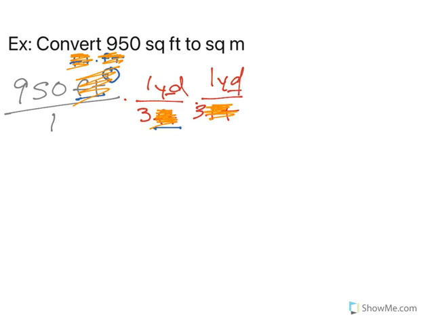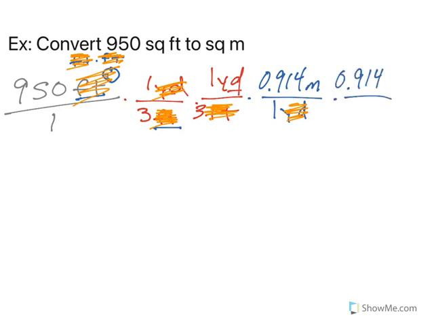But that's not what I want. I want to be in meters. So I know that 1 yard is the same as 0.914 meters. Okay, so yard cancels out with yard. So I need to do it again. 0.914 meters is 1 yard. So yard cancels out with yard. If you're not writing this out and using units, you're doing yourself a disservice. Okay, so now I'm in meters times meters, which is meters squared.